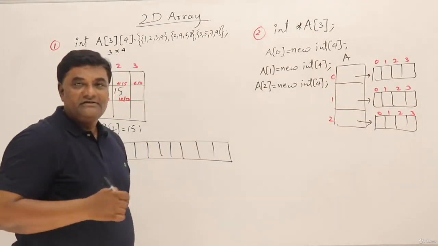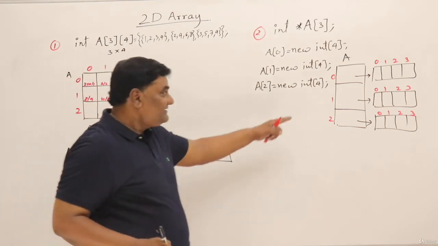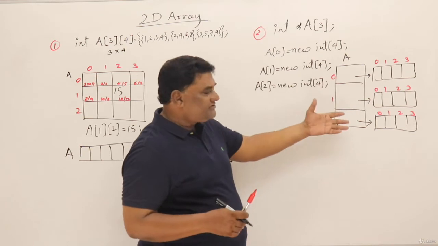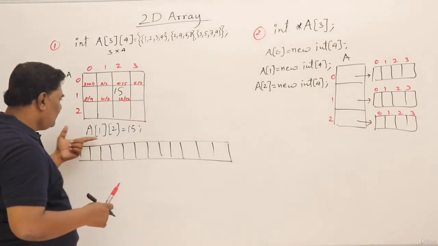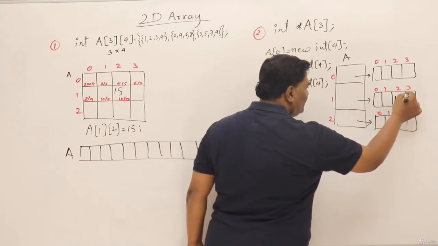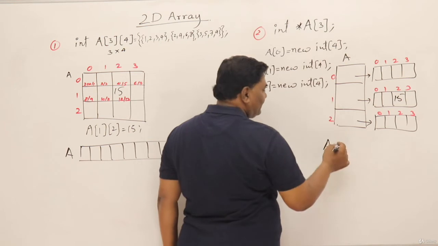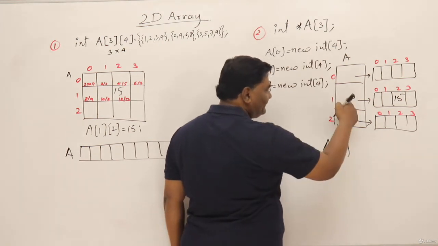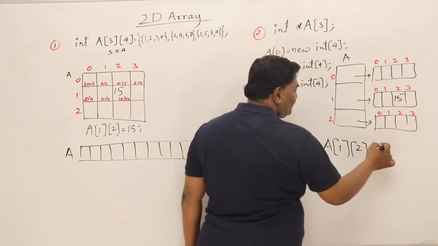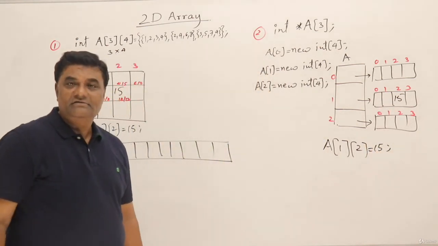So I should create memory in heap for all those 3 arrays, and this array will be present in the stack, so it will be pointing there. Now even this structure I can access just like a normal array. Suppose I want to store a value 15 at 1, 2, then I can say array A, which is the pointer, A of 1 means this one, 2 means this one. I can store value 15. So in the same way I can access it.